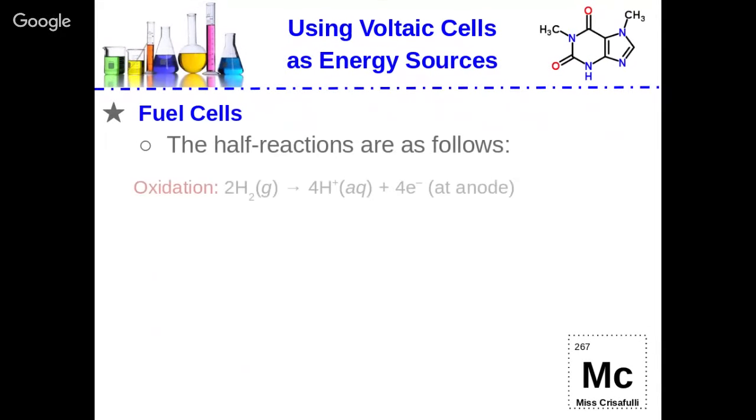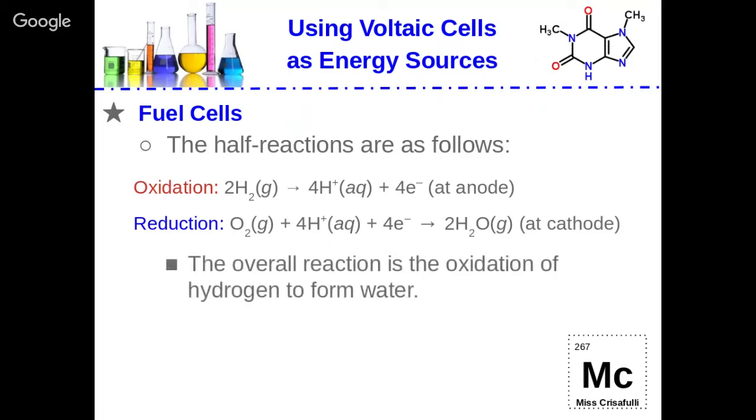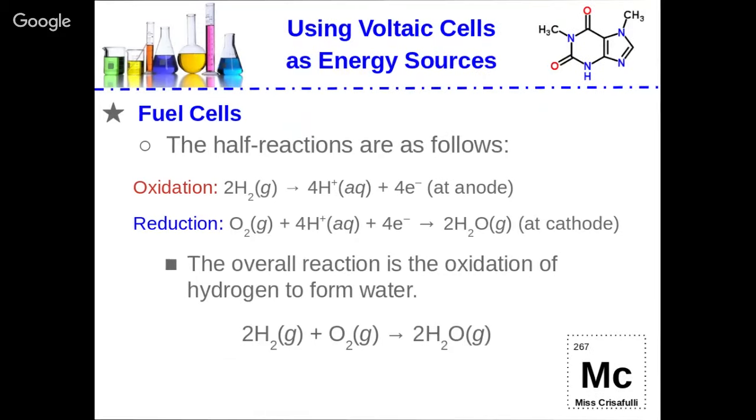The half cell reactions are as follows. So oxidation, we have hydrogen making 4 H plus, and the reduction is we have oxygen going to O 2 minus, and the overall reaction is an oxidation of hydrogen to form water, which is 2H2 plus O2 gives 2H2O.